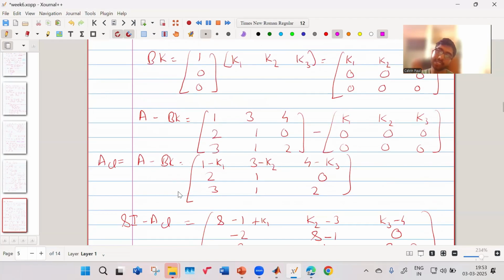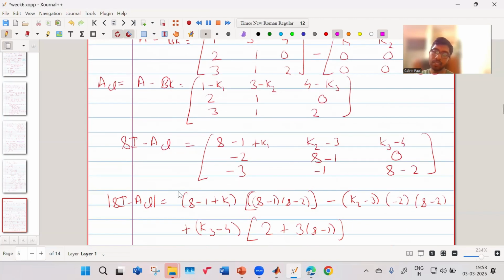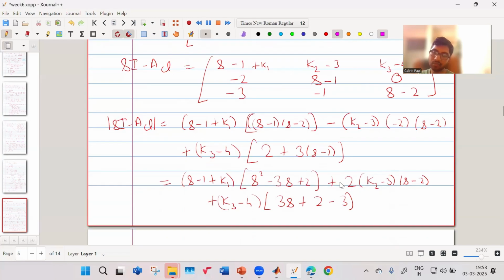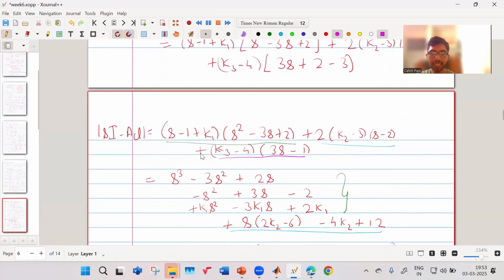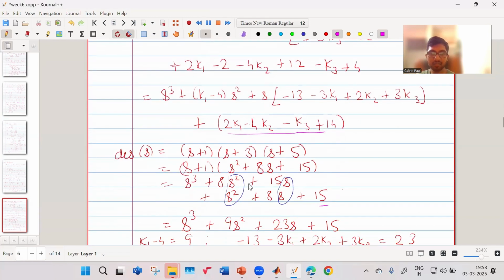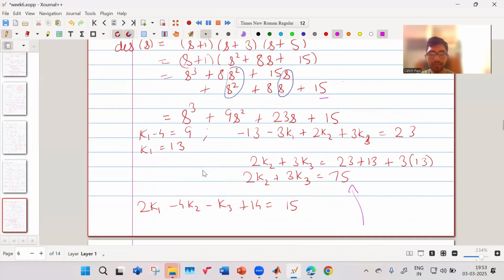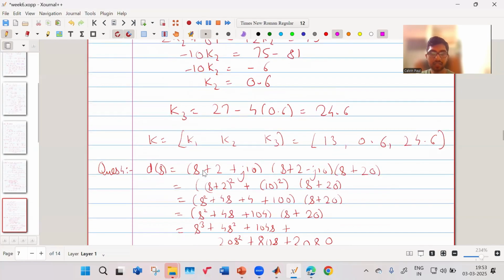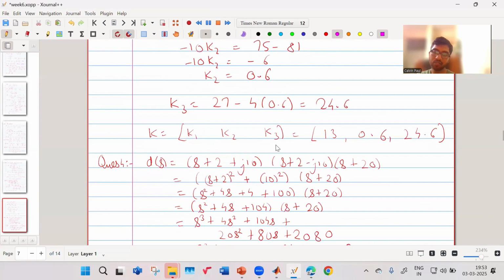So now we find A minus BK again, and then we find the closed loop characteristic equation by doing the determinant of sI minus A closed loop equal to 0. Once we get that, we equate it with the desired characteristic equation. From that, we get the values of this k vector. K1, K2, K3, we get it.